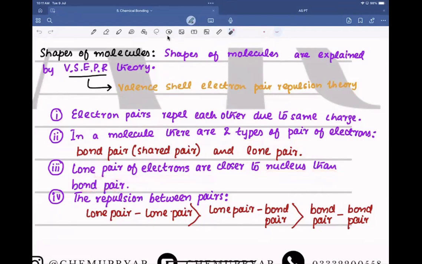It is simple. See, for example, if I give you the example of ammonia. Okay, just give me a minute, please. Yes, sir.